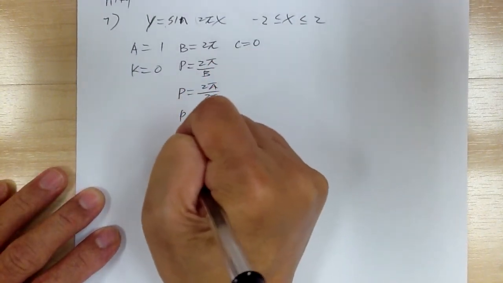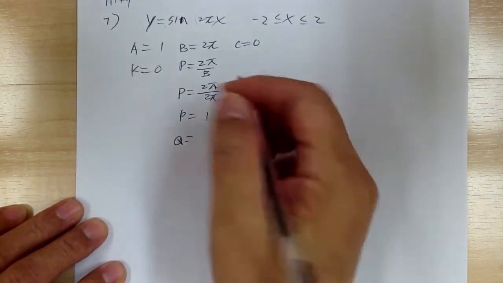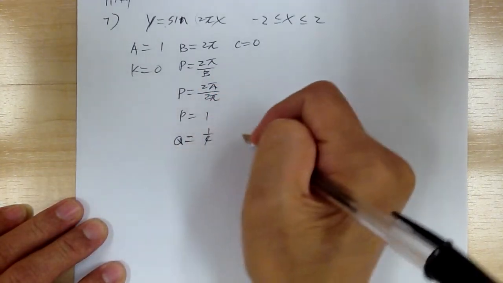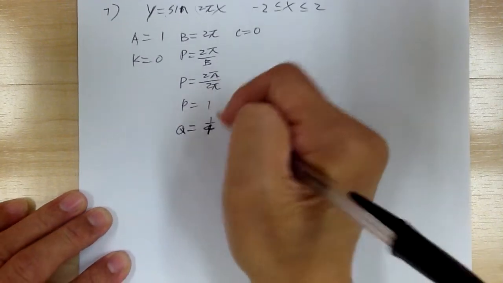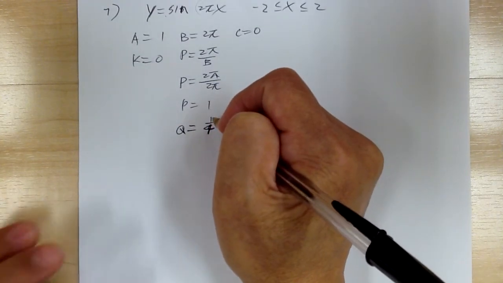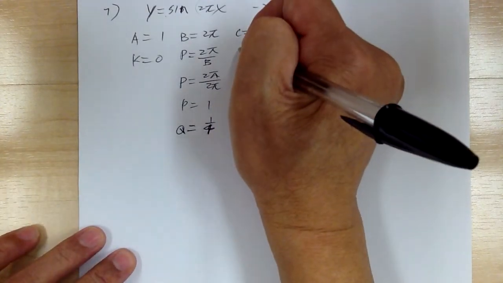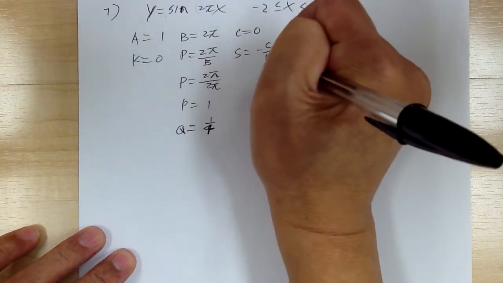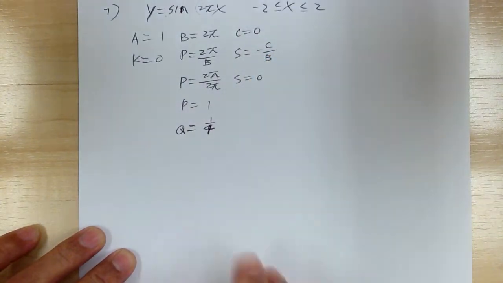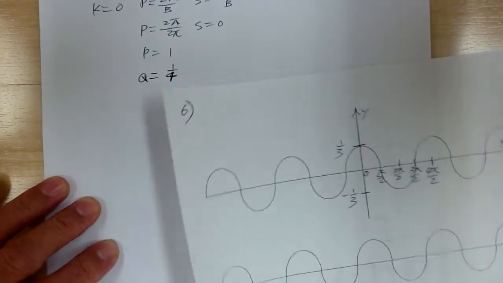So quarter wave, quarter is 1/4 of that, so it'll be just 1/4. When you're going to look for Q, you can either divide by 4 or multiply by 1/4. And the S is negative C over B, so S equal to 0. So that's all the information you have. So now let's go into the graphing.